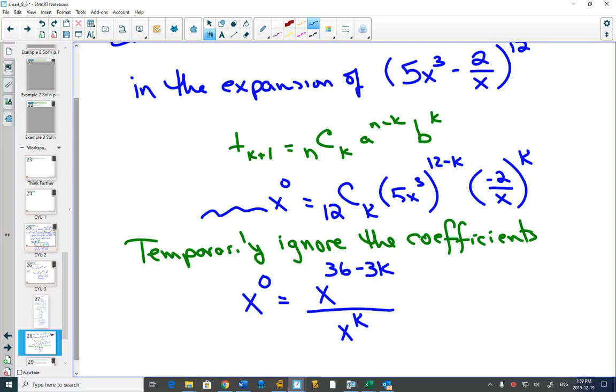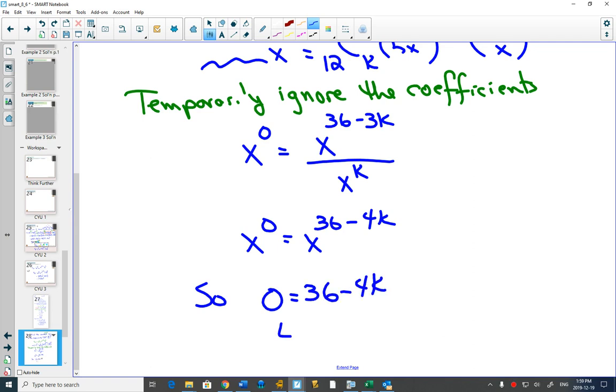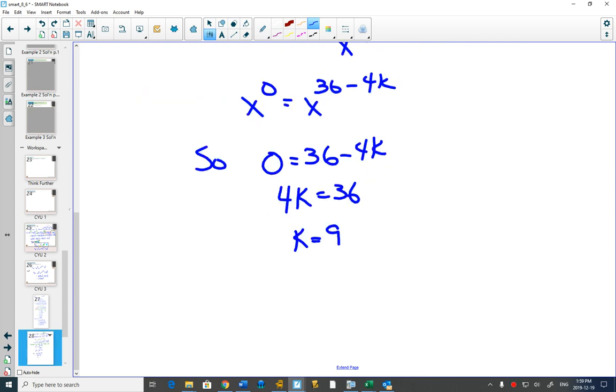If you like to guess and check, I suggest trying 9. Oh, it works. If you don't like to guess and check and would like to use the algebra, when I'm dividing, I subtract my exponents. So I would have x to the 36 minus 3k minus another k, which is minus 4k. So 0 has to equal 36 minus 4k, move the 4k over, divide by 4, and you get k is equal to 9.